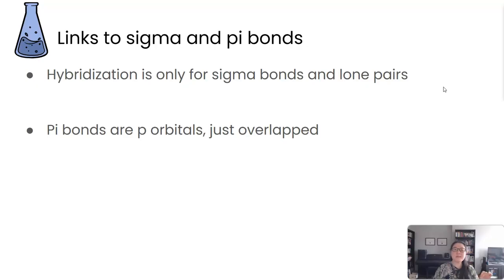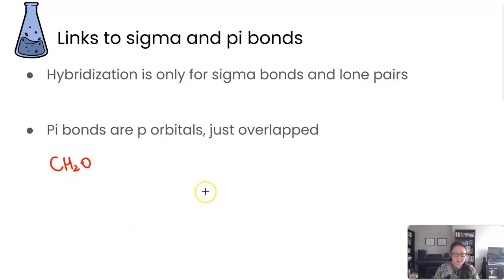However, pi bonds are overlapped p orbitals. So the p orbitals themselves stay as they are. They're not part of the hybridization. You just take those p orbitals and then you overlap them. So how does this all work? Well, let's take CH2O as an example.